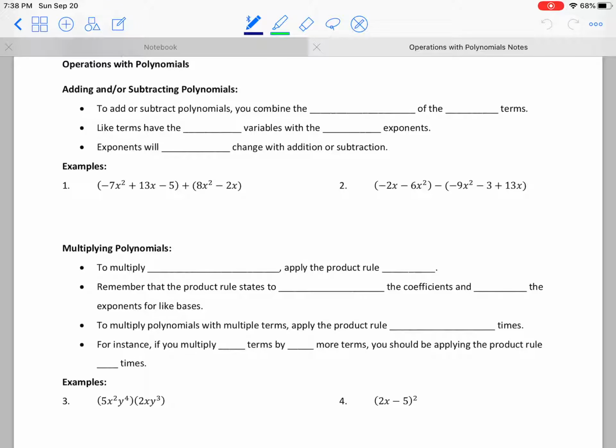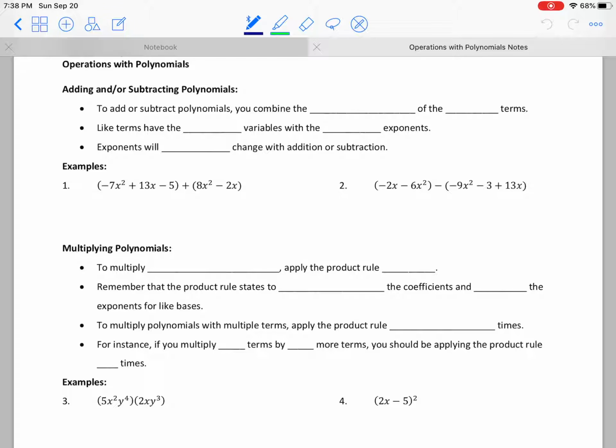Hello and welcome to our lesson on operations with polynomials. So we started with some vocab, talked about what it means to be a polynomial and how to classify them more specifically based on the degree and number of terms. And in the last topic we looked at some exponent rules, which really does incorporate some operations.